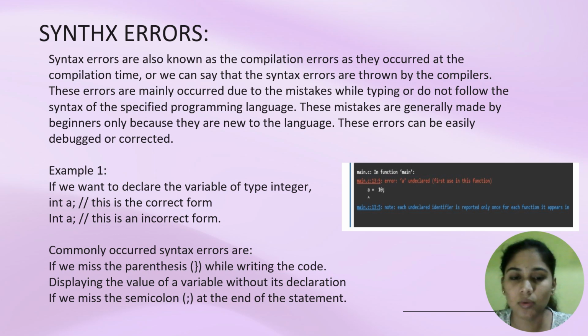Example, if you want to declare a variable of integer type, then int a with small letter i is the correct form, and Int a with capital letter I is a wrong or incorrect form. Commonly occurring syntax errors are: missing a parenthesis while writing the code, displaying the value of a variable without its declaration, and missing the semicolon at the end of a statement. And you can see the output here which represents the program of example 1.